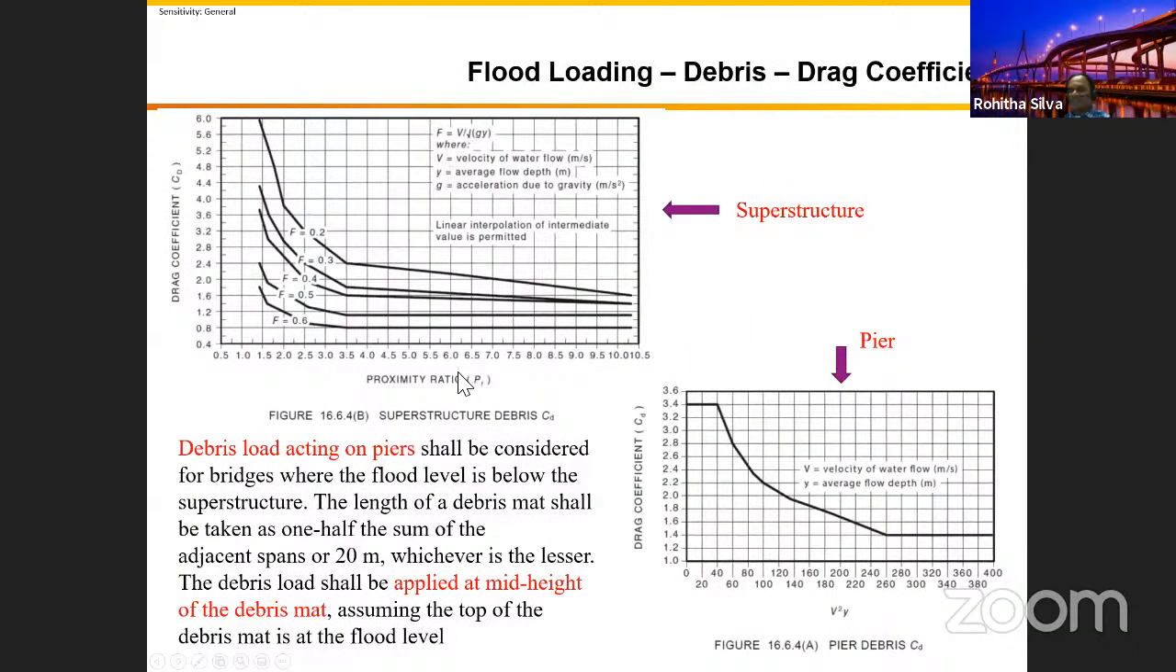And the CD is again a function of the Froude number, V over the square root of G Y. I think the Y is the depth of the water, and then with these parameters you can calculate the drag coefficient for superstructures and piers, and then you can calculate the debris loading acting on superstructure and substructure. Any questions? No?